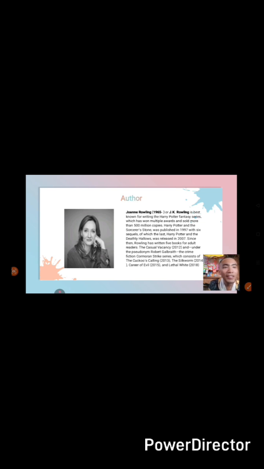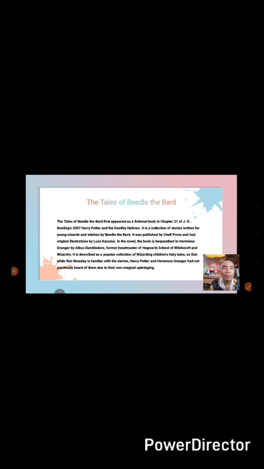Since then, Rowling has written five books for adult readers, the first, The Casual Vacancy, in 2012, and under the pseudonym Robert Galbraith, the crime fiction Cormoran Strike series, which consists of The Cuckoo's Calling 2013, The Silkworm 2014, Career of Evil 2015, and Lethal White 2018.